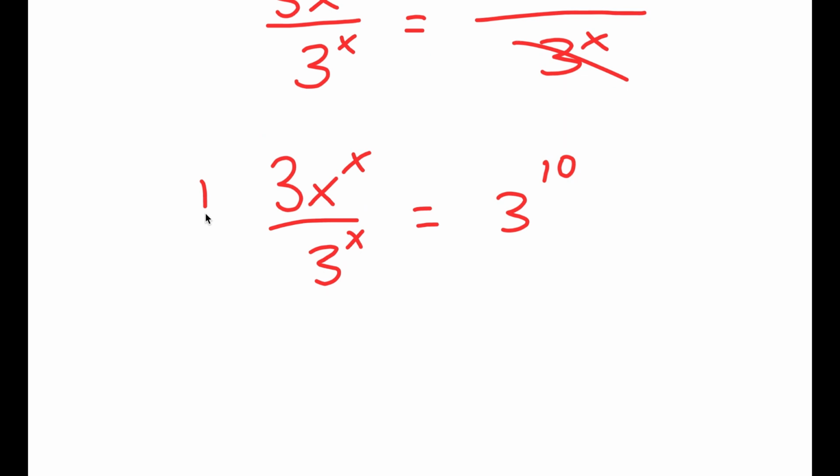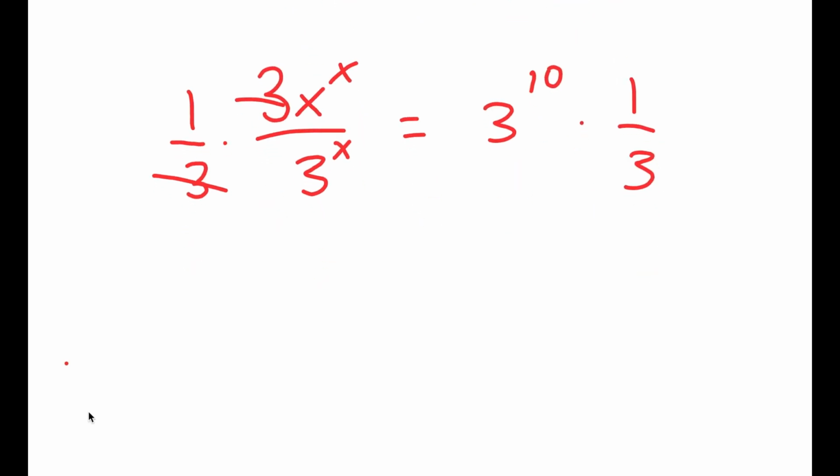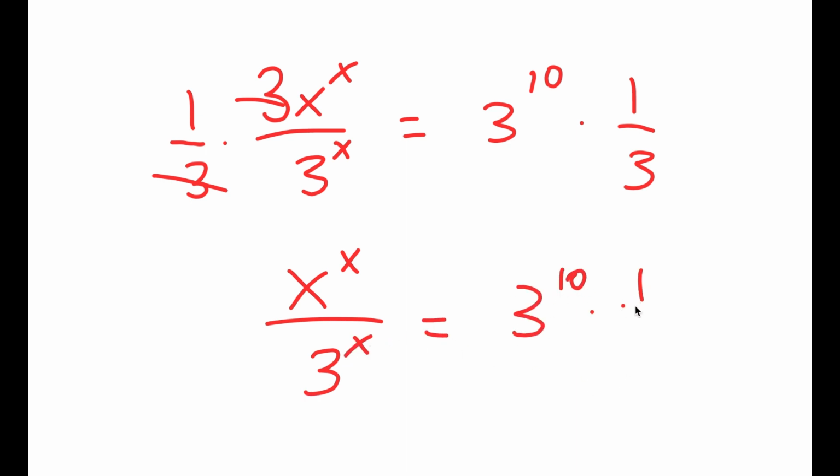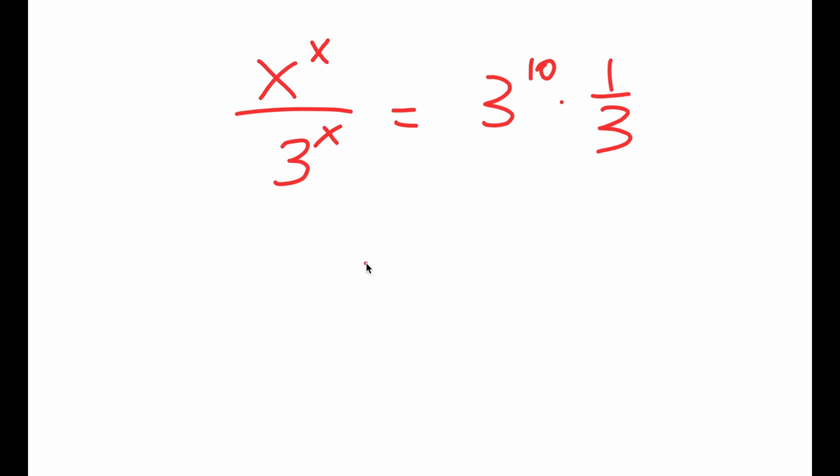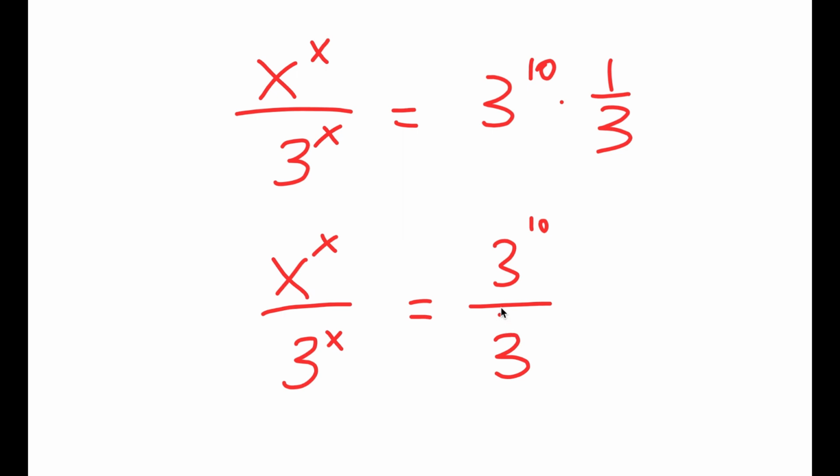Now I'm going to multiply both sides by 1 over 3. So by doing this, these two cancel out. So I get x to the power of x over 3 to the power of x is equal to 3 to the power of 10 times 1 over 3. Now, 3 to the power of 10 times 1 over 3 is the same thing as 3 to the power of 10 over 3. And 3 is the same thing as 3 to the power of 1.